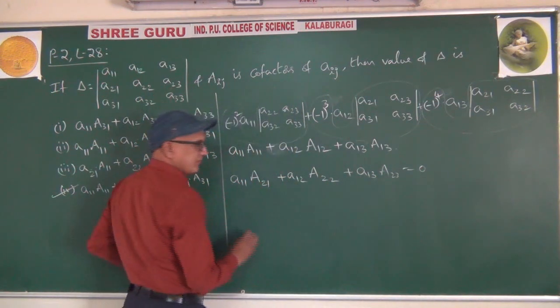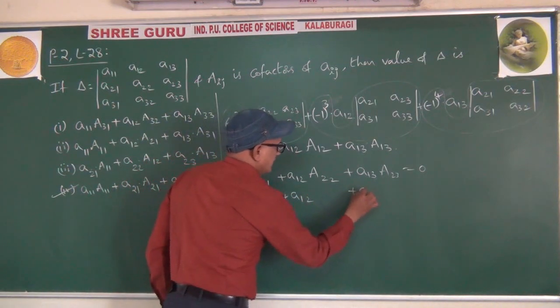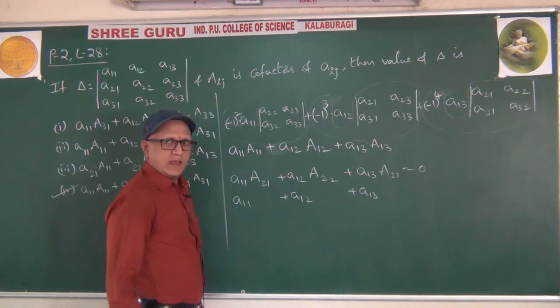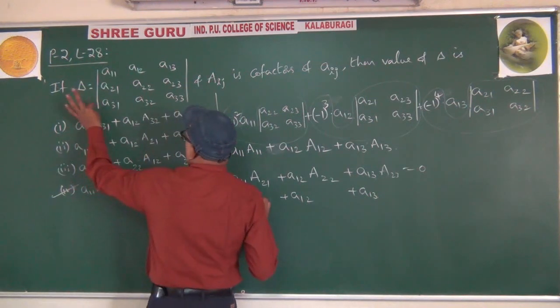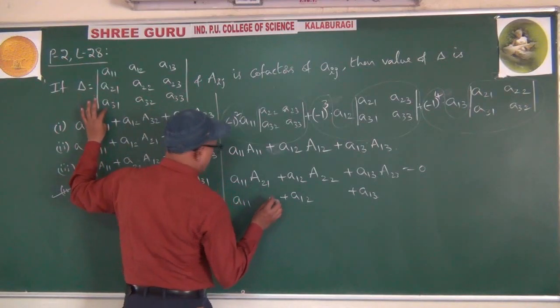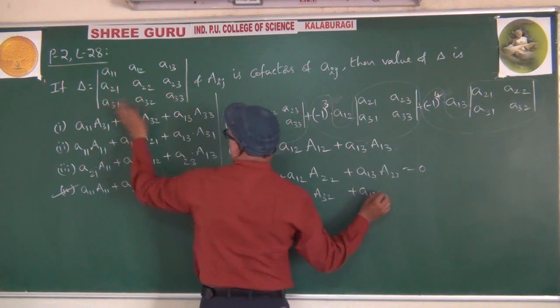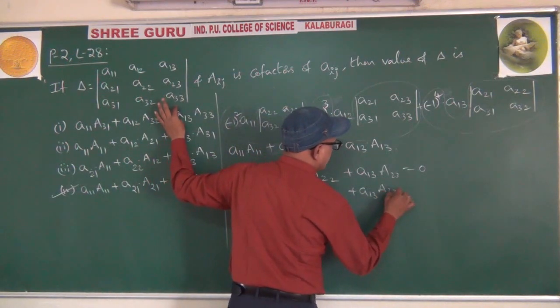Answer: A11, A12, A13. If you take the third row cofactors, capital A31, capital A32, capital A33, the answer is 0.